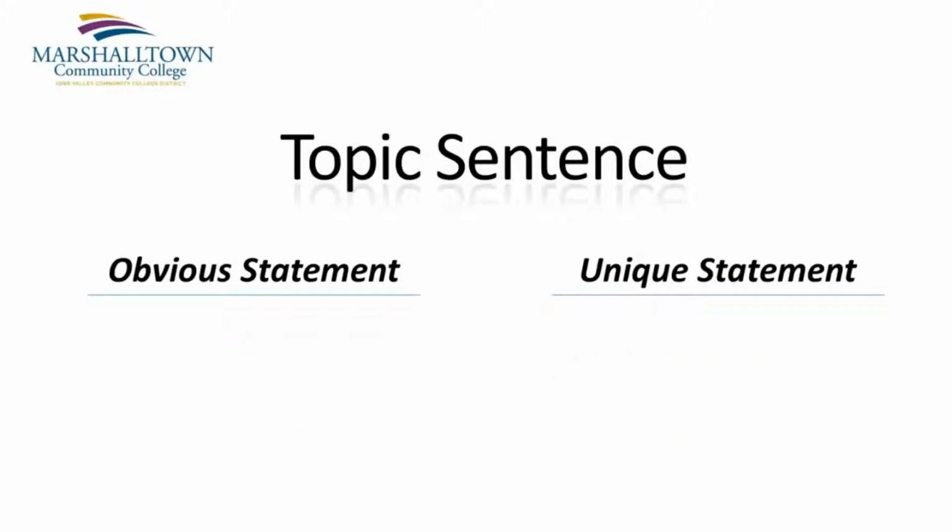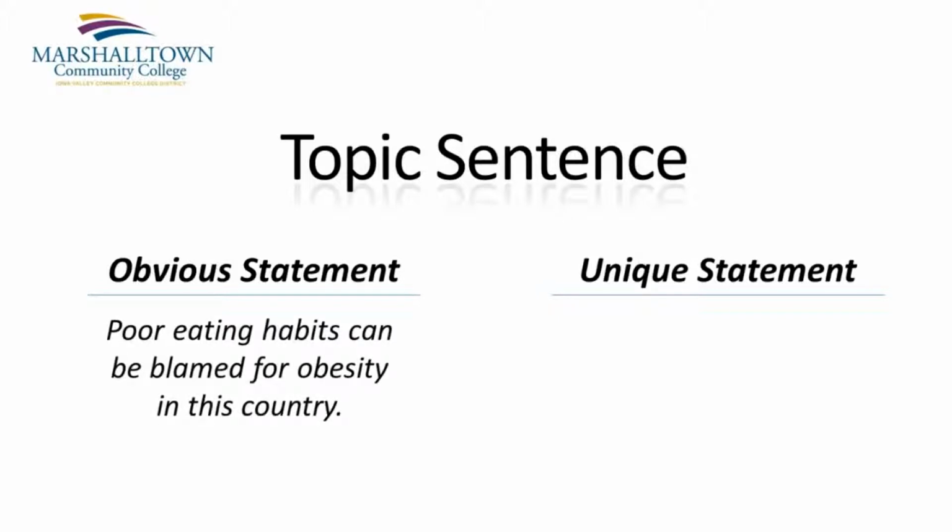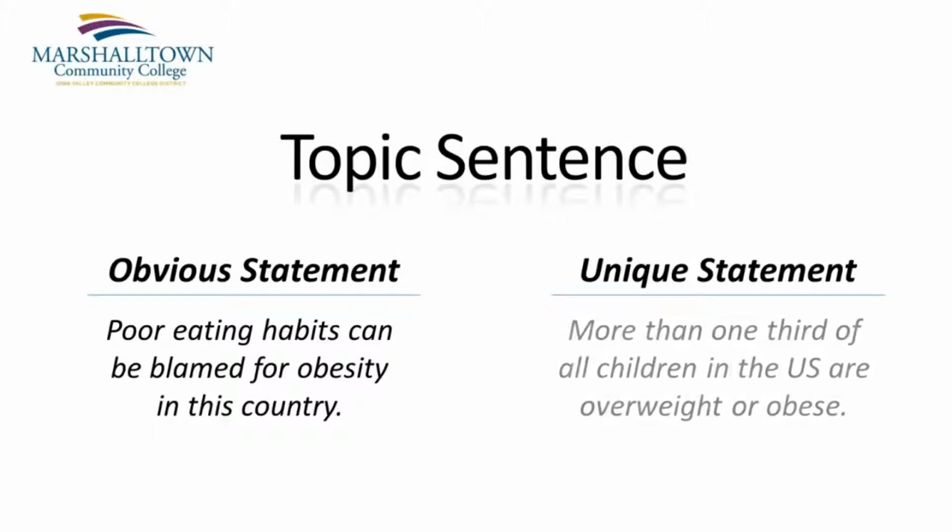Here's another example of a topic sentence that is far too obvious. Poor eating habits can be blamed for obesity in this country. I'd be surprised if there is anyone in this country who hasn't heard this statement before. However, a more unique statement like, more than 1/3 of all children in the U.S. are overweight or obese, is probably not a fact that everyone is familiar with, and therefore this would make a much better topic sentence.